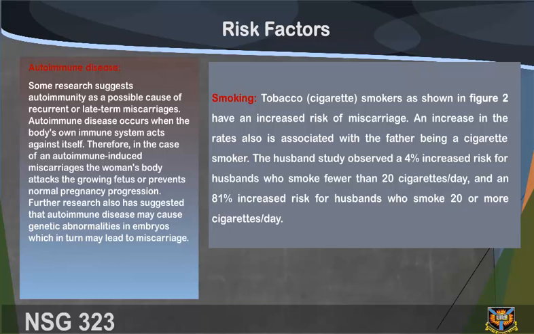Smoking. Tobacco cigarette smokers, as shown in Figure 2, have an increased risk of miscarriage. An increase in the rate is also associated with the father being a cigarette smoker. The husband study observed a 4% increased risk for husbands who smoke fewer than 20 cigarettes per day and an 81% increased risk for husbands who smoke 20 or more cigarettes per day.